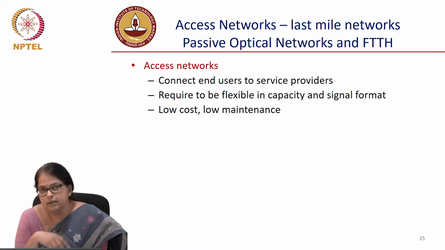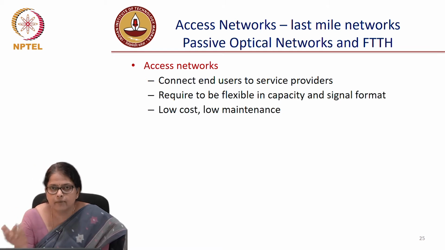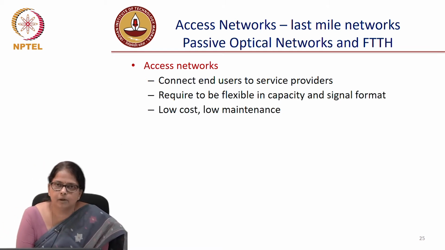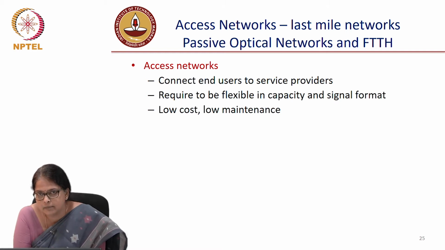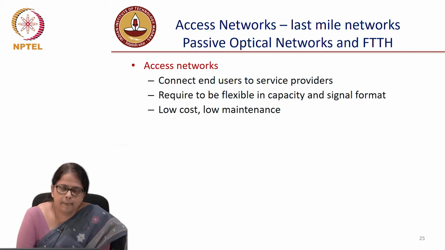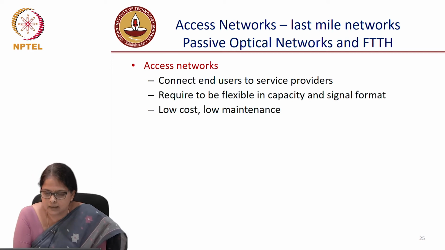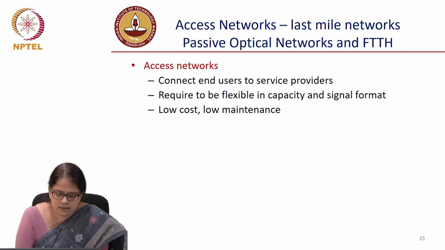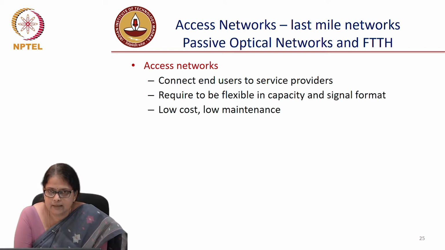So even to a single device, even to a single home, you require very high bandwidths, and optical fibers can provide that bandwidth very easily. So the access networks are typically called the passive optical network or the fiber to the home networks. It connects the end users to the service providers.